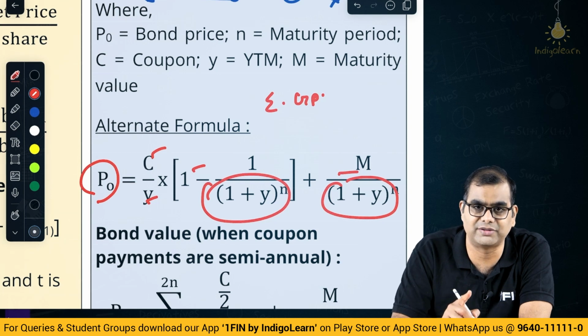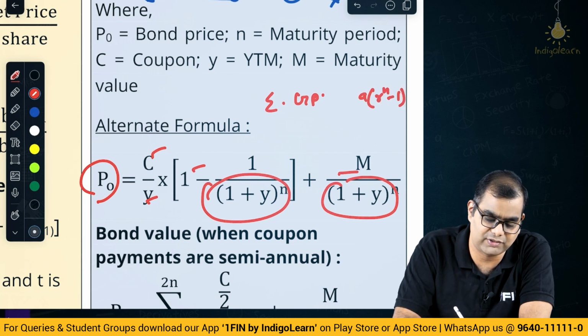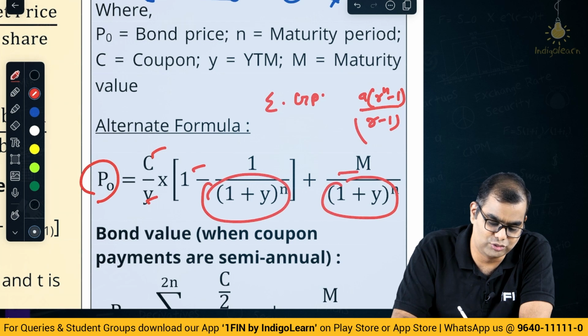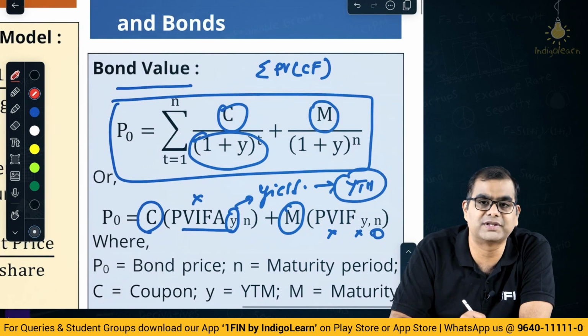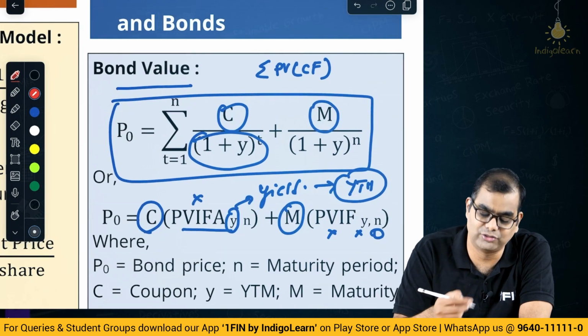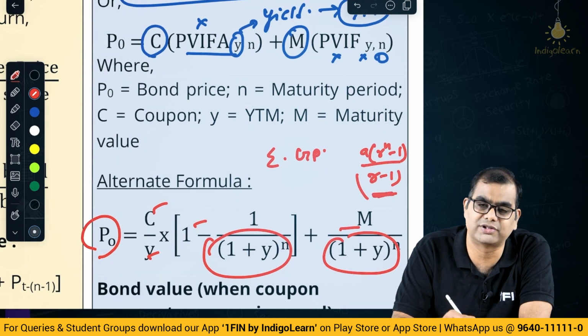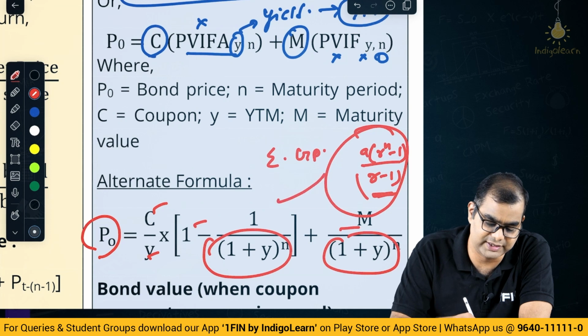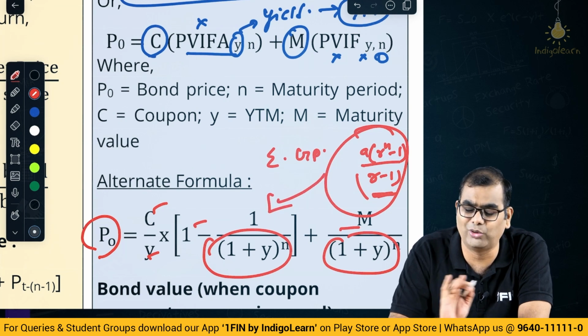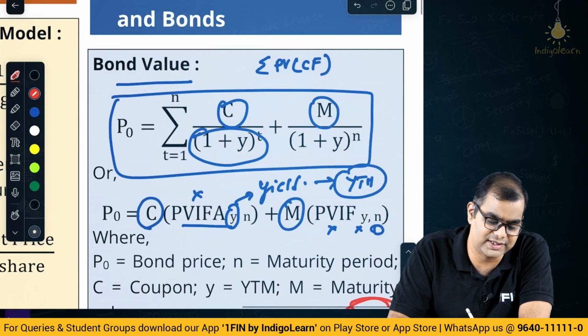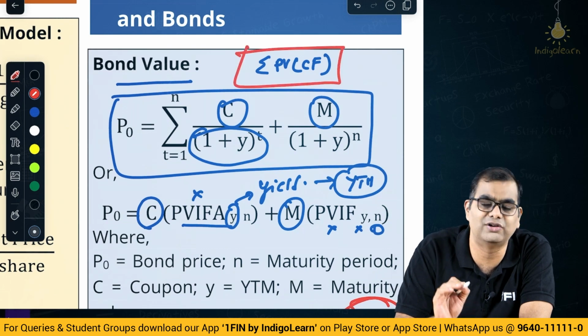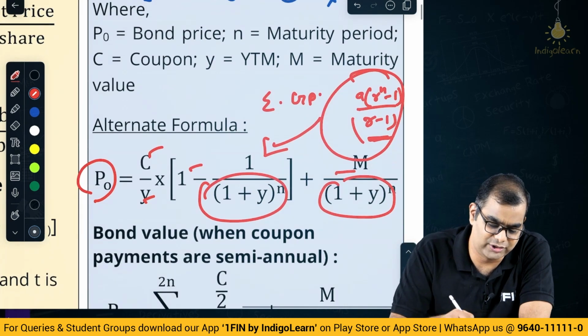Okay, for a finite GP, the sum is A into R power n minus 1 by R minus 1. So you take C by 1 plus Y as A, then you take R as 1 by 1 plus Y, and then you fit it into this particular equation. In this particular formula, you will get this as a solution. So, no need to mug up or remember. Please think of it very, very simply as the sum of present value of cash flows, that's all. Okay, no need to remember this formula.